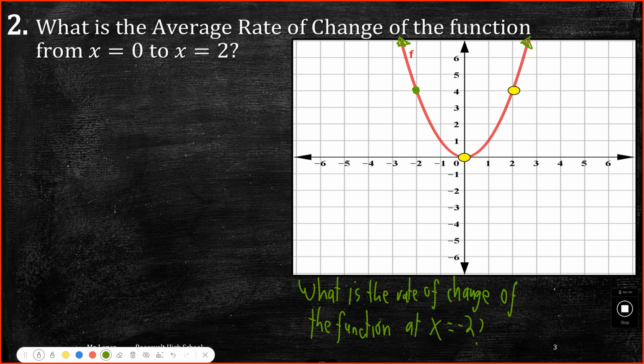What is the rate of change of the function at x equal negative 2? All I know is that it's going to be negative. It's going to be a negative slope, because what's happening here is that it's going down. It's a negative slope, but I don't know exactly what it's doing. It's not a line. It keeps changing.